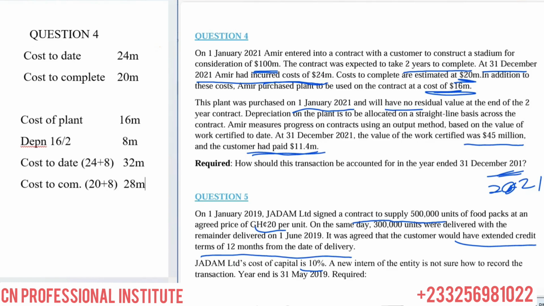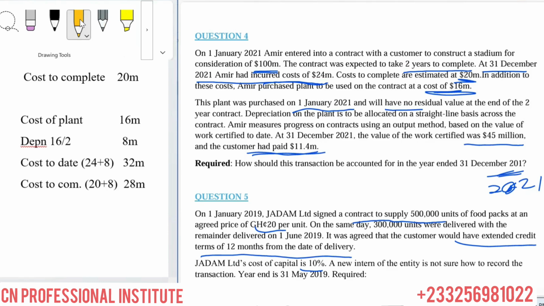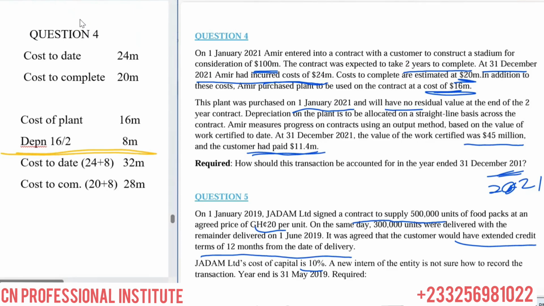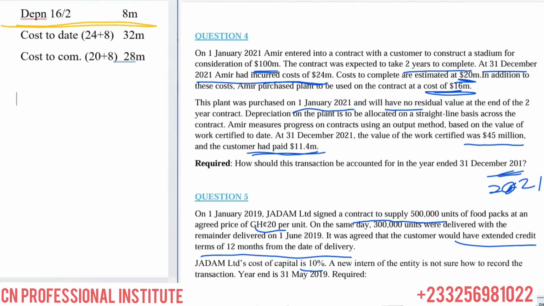If we charge depreciation of 8 million and we give the depreciation of 8 million to cost to date, because we are at 31st December 2021, and then the carrying value, that's the 16 million minus the 8 million, we add it to cost to complete. So that's all. If we are done with this, fine, we are good to go. So from here, the only complexity is just with sharing the cost of the plant that we purchased to the cost to date and cost to complete. So we do the normal thing.